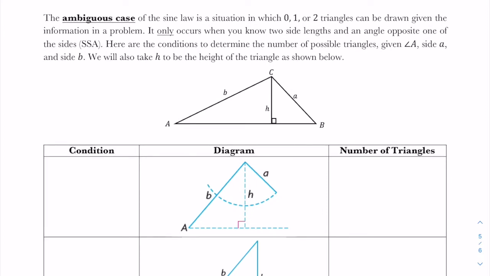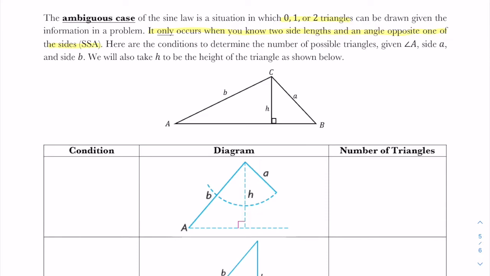So we have a way of checking whether the ambiguous case will produce one or two triangles, and we're going to go through all the cases. To generalize, the ambiguous case is more broadly a situation involving the sine law where we could produce either 0, 1, or 2 triangles. I'd really like you to highlight this: it only occurs whenever you're given two sides and an angle opposite one of those sides. So it's only going to occur for the SSA, side-side-angle, case.